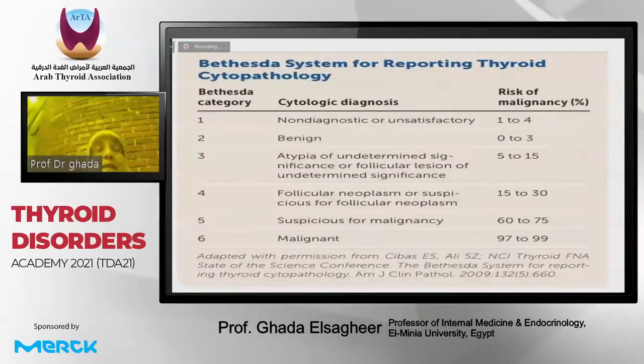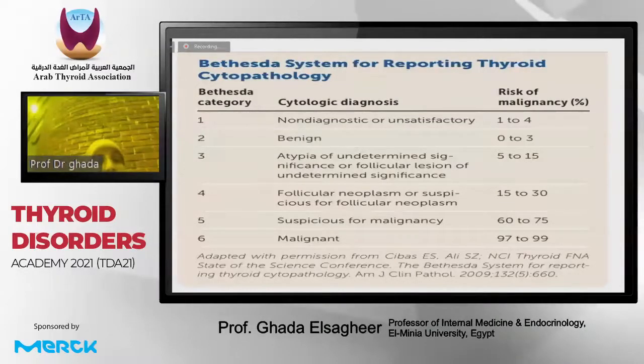According to the FNA finding, we have the Bethesda system for reporting thyroid cytopathology from 1 to 6. Non-diagnostic or unsatisfactory, the risk of malignancy 1 to 4%. Benign, the risk of malignancy from 0 to 3%. Atypia of undetermined significance or follicular lesion of undetermined significance constitute 5 to 15% risk of malignancy. Follicular neoplasm or suspicious for follicular neoplasm, risk of malignancy 15 to 30%.